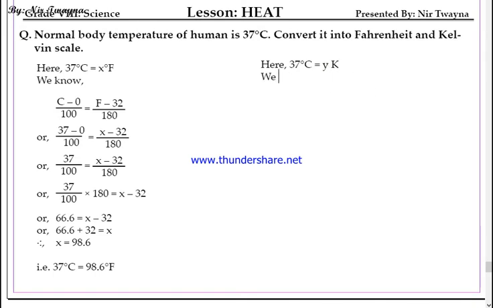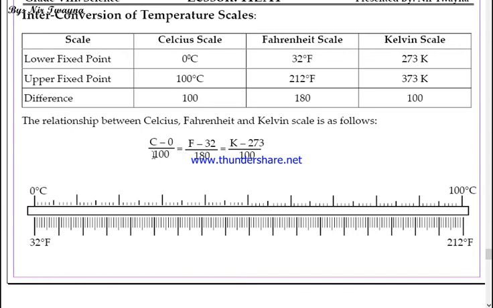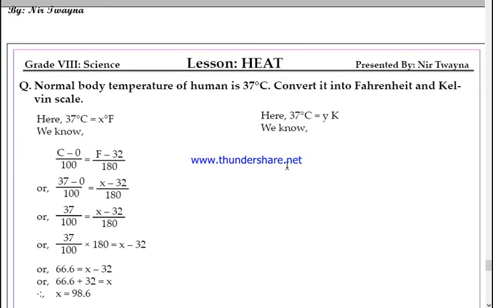Now we need a relationship between Celsius and Kelvin, isn't it? That means we need to take the first and third relationship. We don't need the second relationship. So I'm going to copy this and paste it here. Now I don't need this second relationship, so I'm going to simply erase it. This is our relationship. Now I'm going to copy it, Control C, Control V, so that I can put in the value.